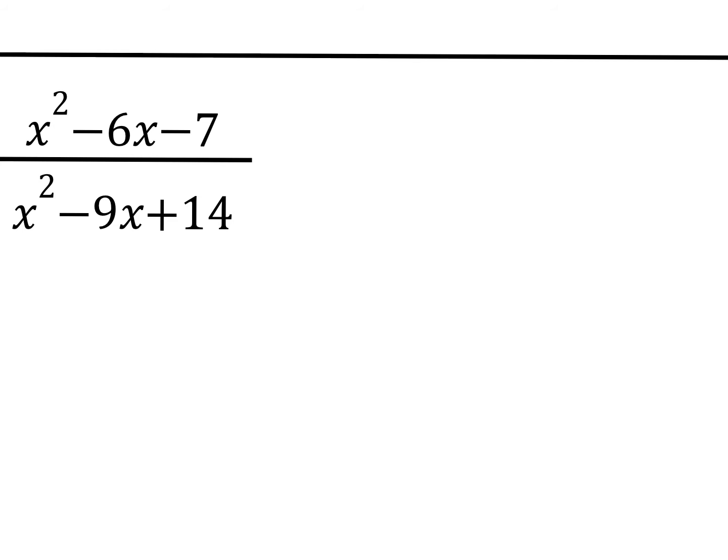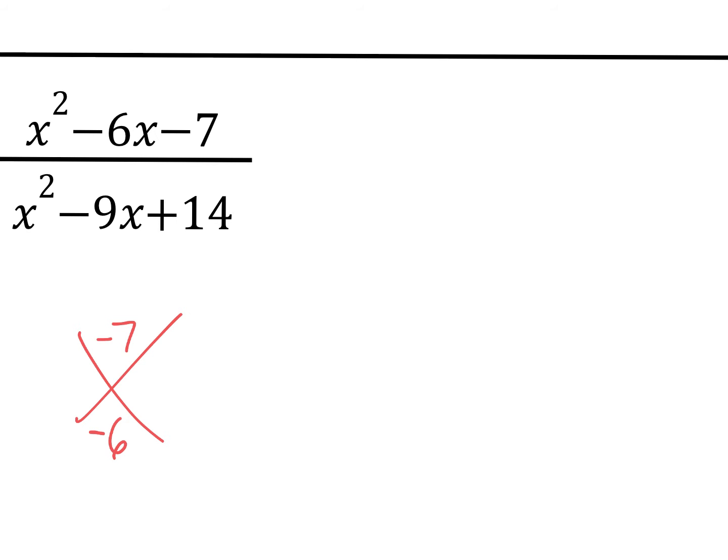Yeah, x method, right? Trinomial over trinomial. So we have to do the x method how many times? Twice. Good. Let's do it. We'll start with the top. What's my top number going to be? Yep, 1 times negative 7 is negative 7. What goes on bottom?